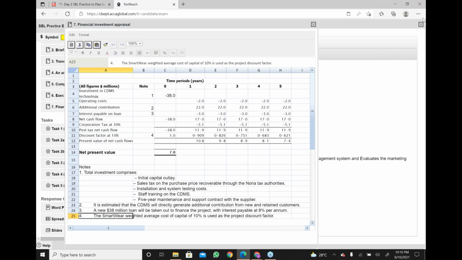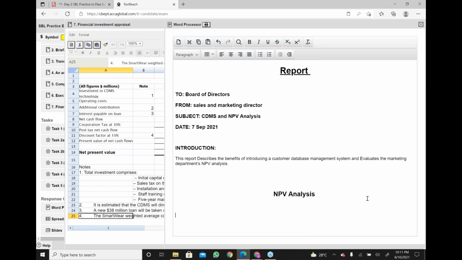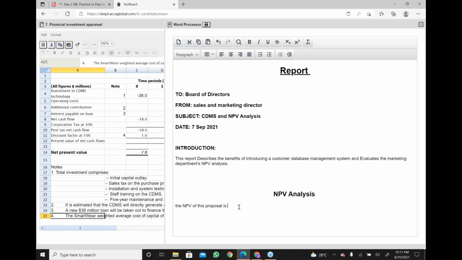So if it's okay, I will just write, as an opening thing, a positive thing, that the net present value of this proposal is how much? 7 million. Is there any currency? Yeah, $7 million. Positive, using a discount rate of 10%, which is based on weighted average cost of capital. Done.